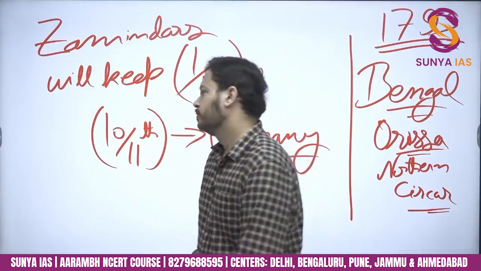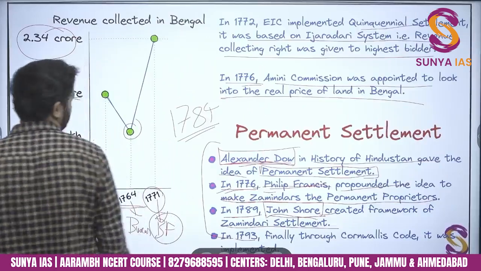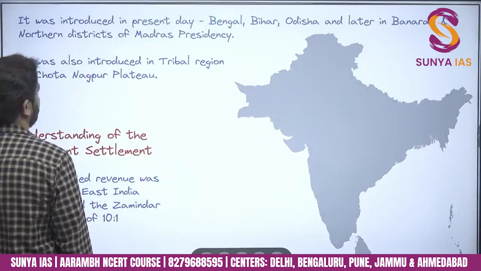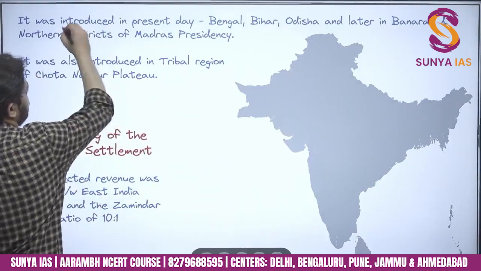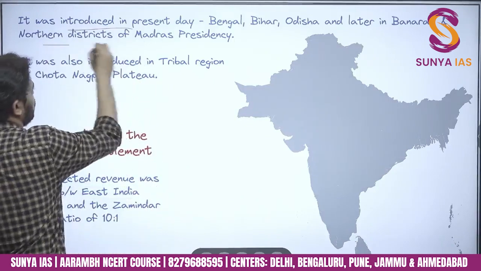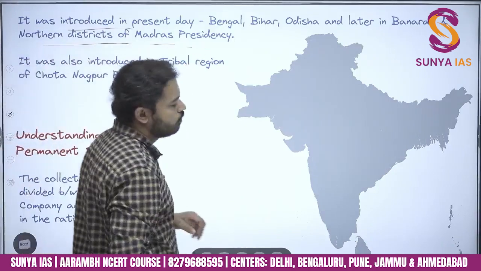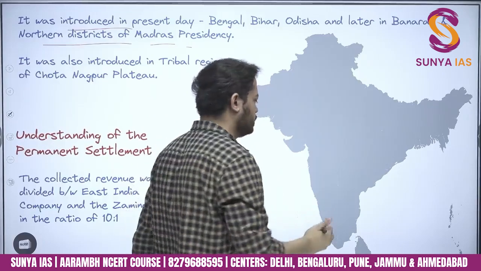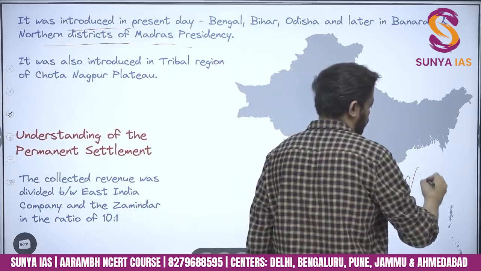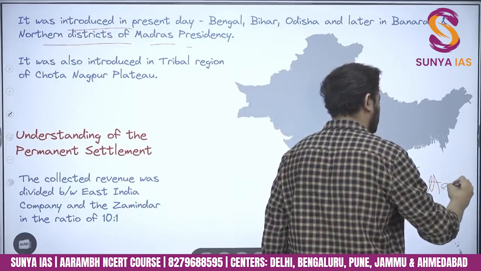Okay, now let's come back. This is the whole idea of the permanent settlement that was needed, and I have explained it in terms of the area. So it was introduced in present day Bengal, Bihar, Odisha, and later in parts of Banaras and the northern districts of Madras Presidency. What are the northern districts of Madras Presidency? This region only, which was later called Northern Sarkar. Okay, Northern Sarkar.